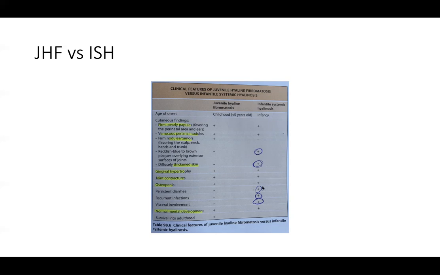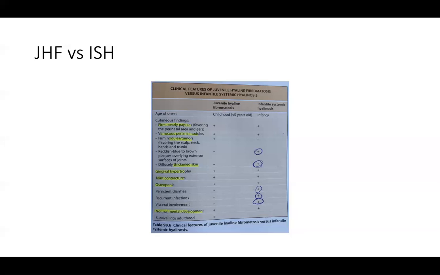Both can have gingival hypertrophy, both can have joint contractures, both can have osteopenia. And when you move on to things like persistent diarrhea, recurrent infections, or visceral involvement, those three are usually going to be associated with ISH, as usually they're lacking in JHF. You can have normal mental development in both entities, but unfortunately, you will not see much survival into adulthood with the ISH. With the juvenile hyaline fibromatosis, you do see survival into adulthood.